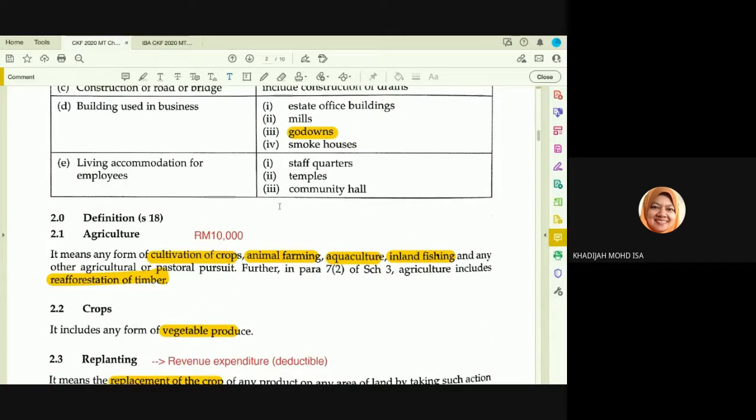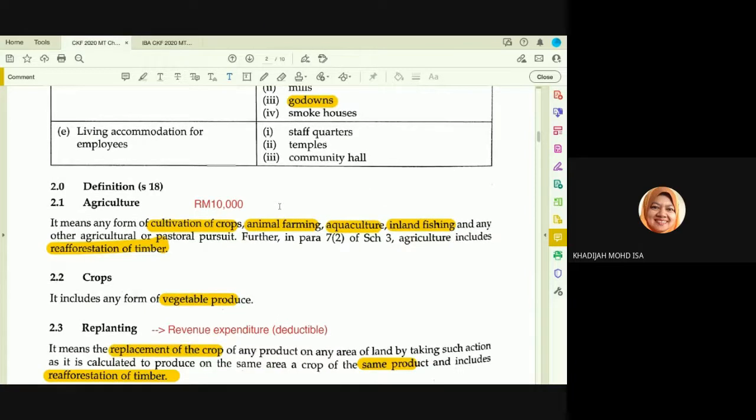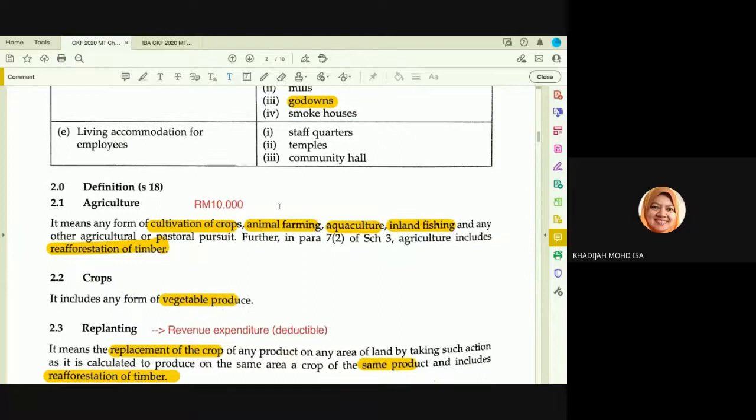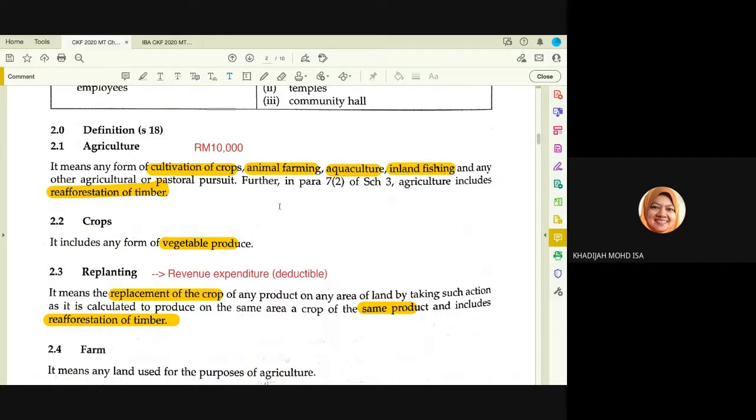So let's look at agriculture. The definition is that agriculture means any form of cultivation of crops, animal farming, aquaculture, inland fishing, and any other agricultural or pastoral pursuit. It includes reforestation of timber. Reforestation of timber means that you have an area of timber and you have cut down all the timbers. Now you want to plant new timber, so they call it reforestation. You want to make forest again.